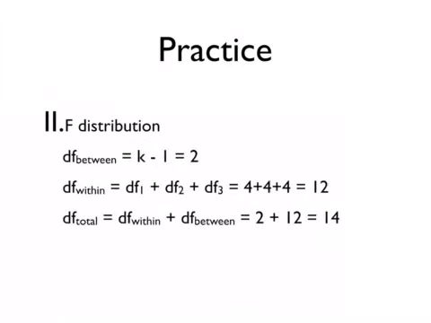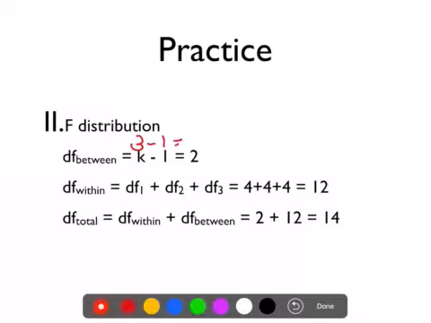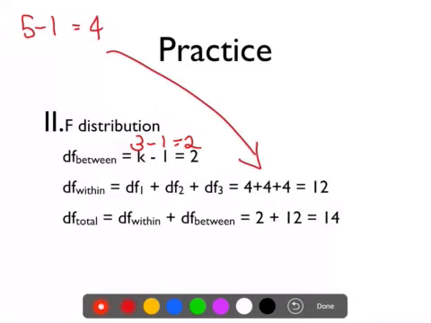Okay, so for our F distribution, let's go ahead and calculate our degrees of freedom between. Remember, K is the number of groups. We have three groups. So 3 minus 1 is equal to 2. For our degrees of freedom within, we're just going to add the degrees of freedom for each one of the groups. Again, we have 5 members in each group, minus 1, that gives us a degrees of freedom 4 for each of the 3 groups, which is what goes in here, and we get a degrees of freedom 12.